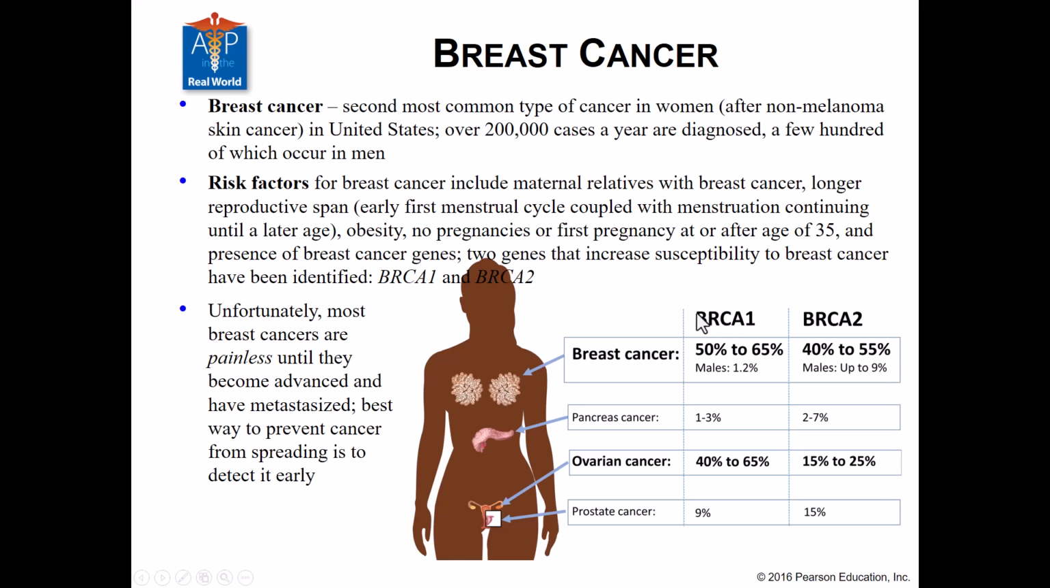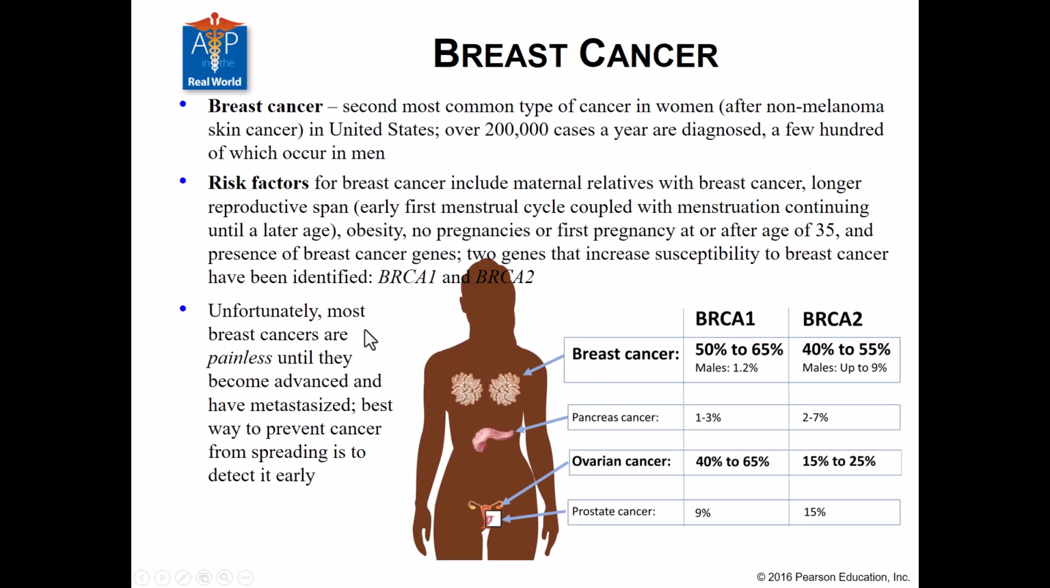The two most common are BRCA1 and BRCA2. And here you can see that 50 to 65% have BRCA1 and 40 to 55% have BRCA2. Not as high in males. Pancreatic cancer, you can see the BRCA1, BRCA2. Prostate cancer, BRCA1, BRCA2. But in ovarian cancer, also a high percentage have the BRCA1, BRCA2 mutations.